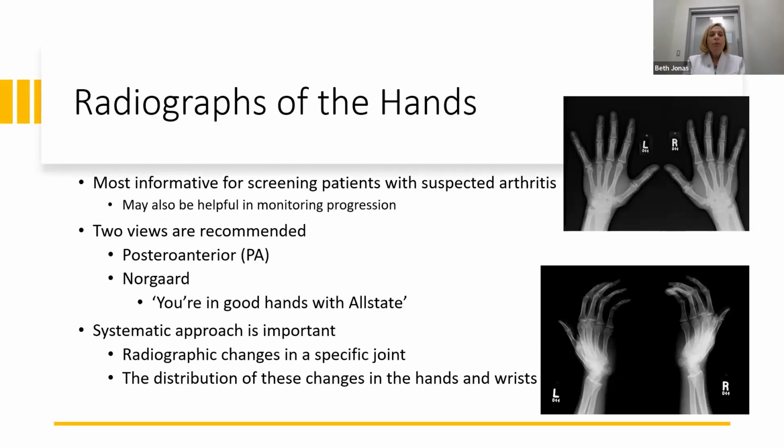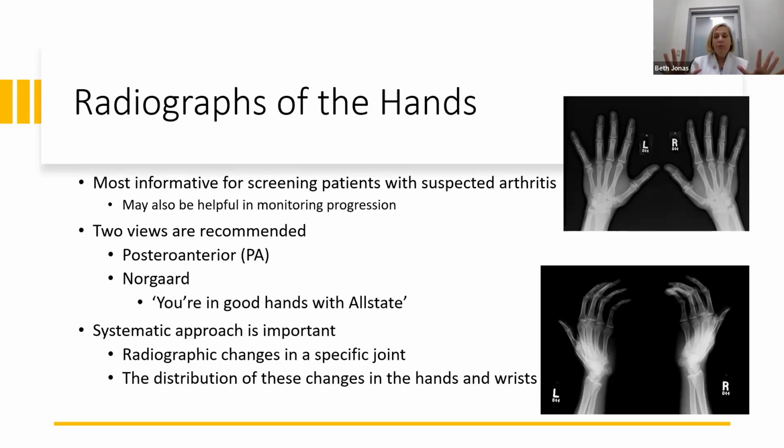So let's talk about radiographs of the hands. And this is going to be the bulk of what we discussed this morning. Radiographs of the hands are most informative for screening patients with suspected arthritis and also may be helpful in monitoring progression. We generally recommend, when we're looking at hand radiographs for arthritis, two views.